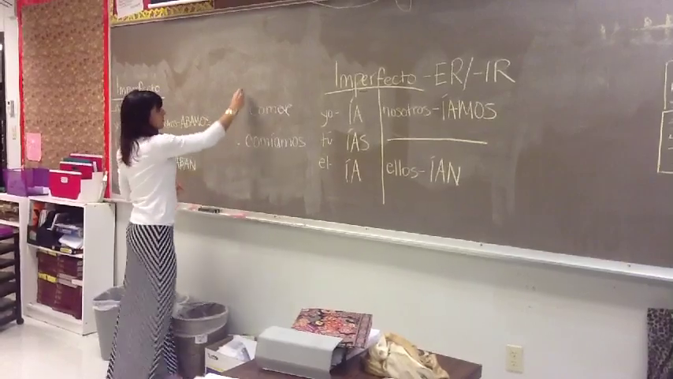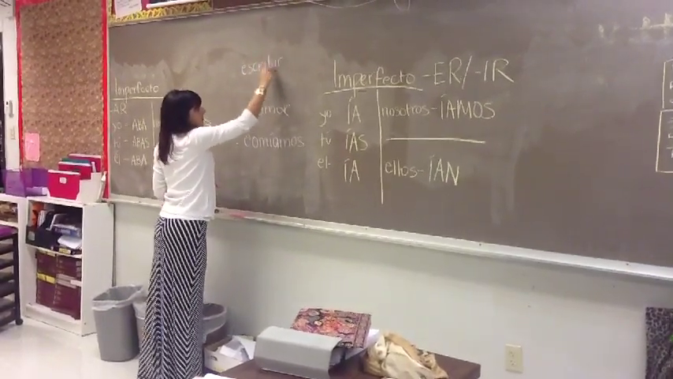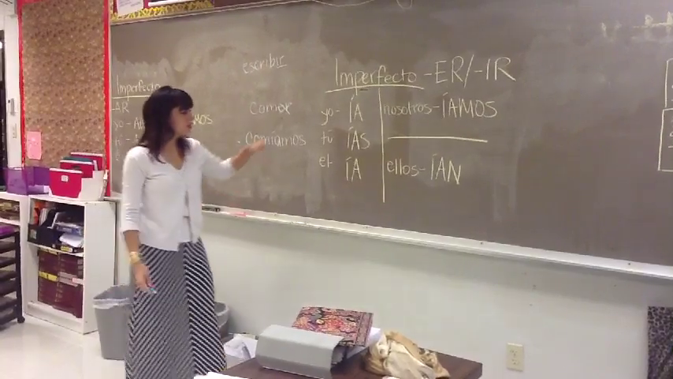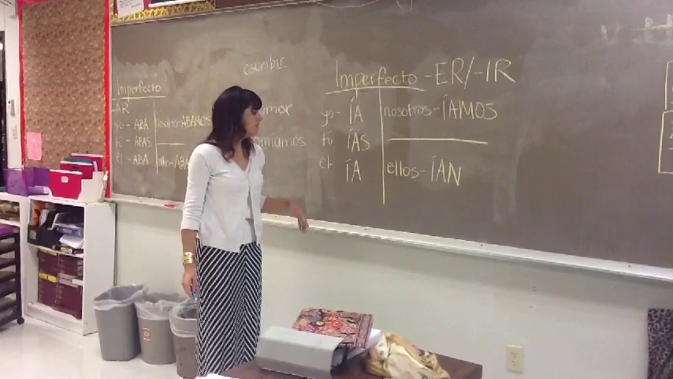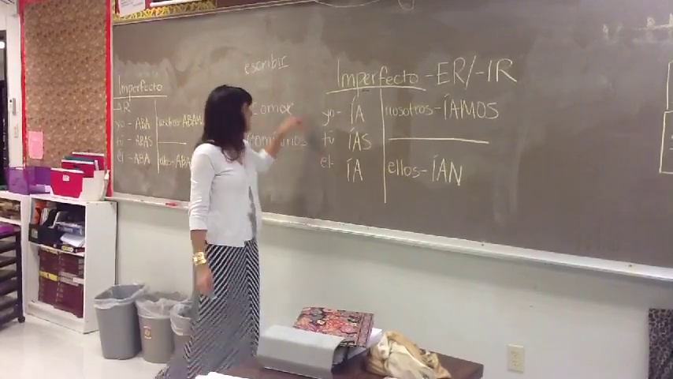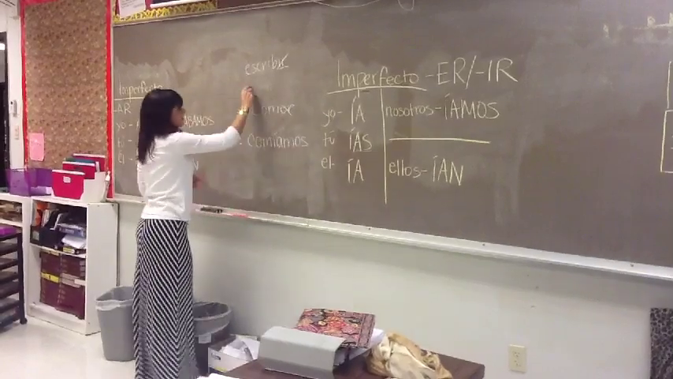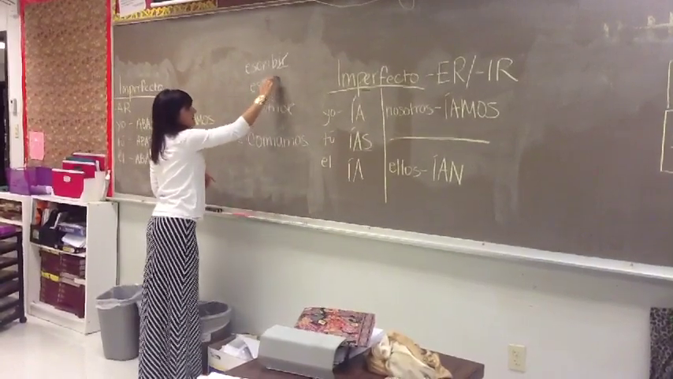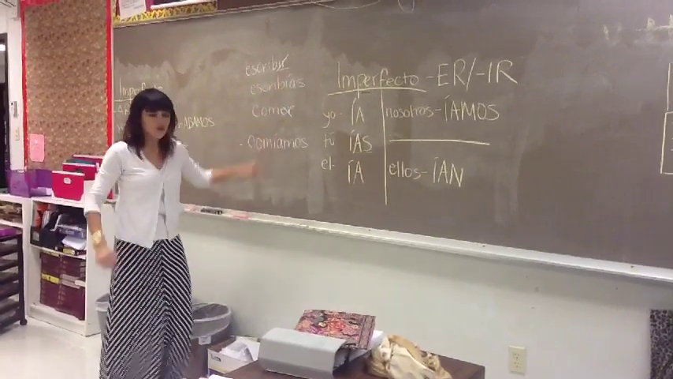An IR verb could be escribir. Recuerda que escribir se dice to write, so we're trying to say wrote in the imperfect. Let's say if we wanted to say you wrote, then we would take off our IR. We would add our appropriate ending, which is ías. So we would say escribías. Make sure you don't forget your accent marks.